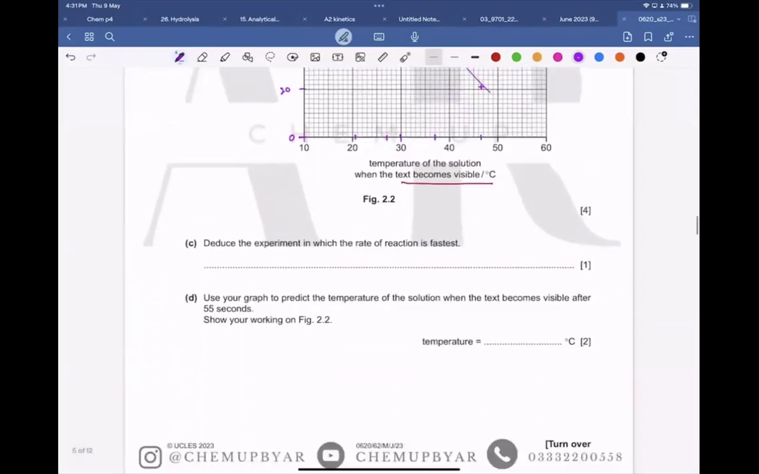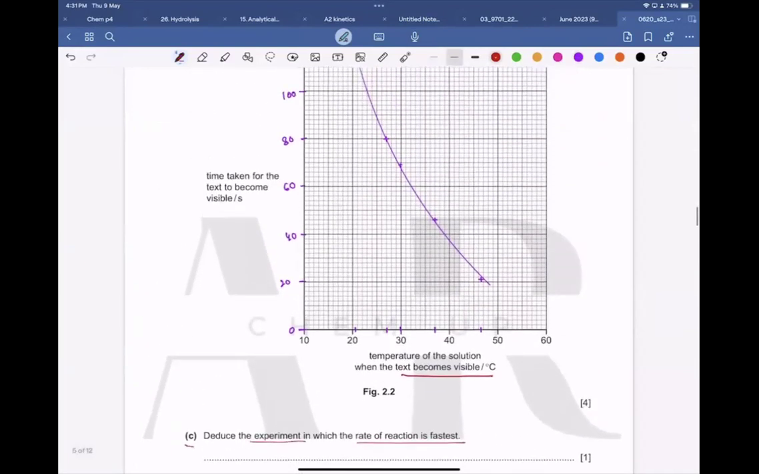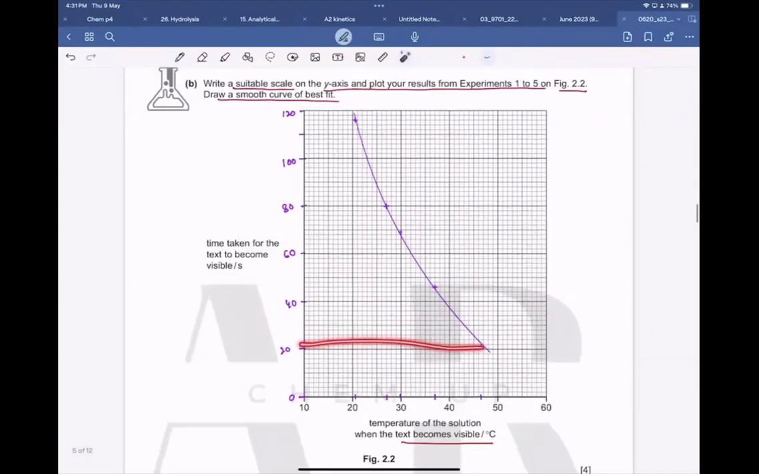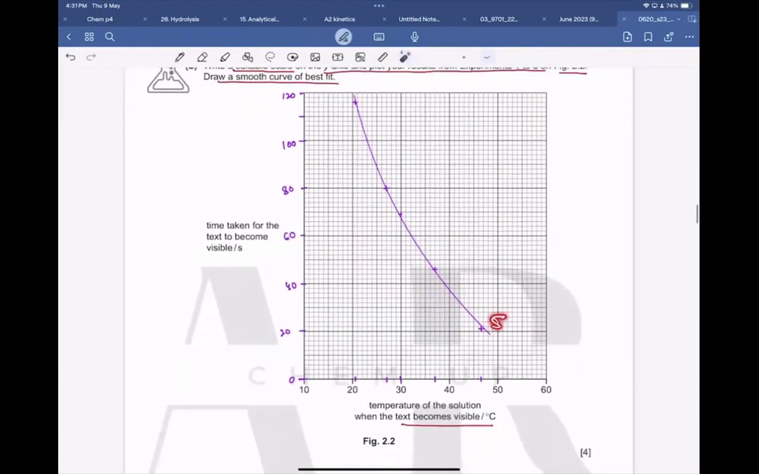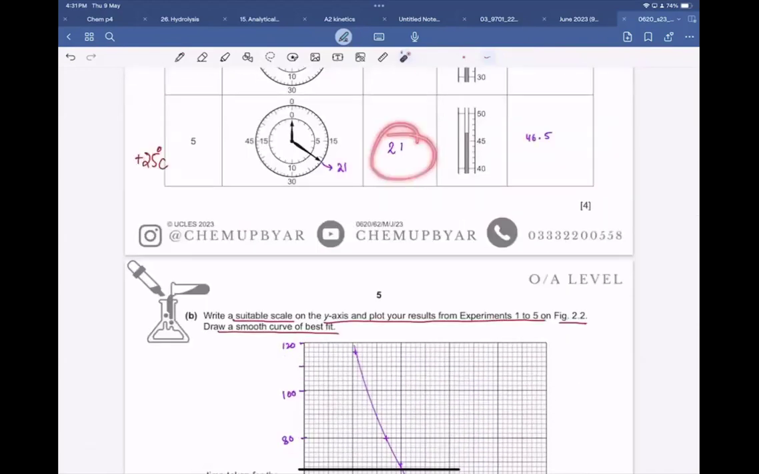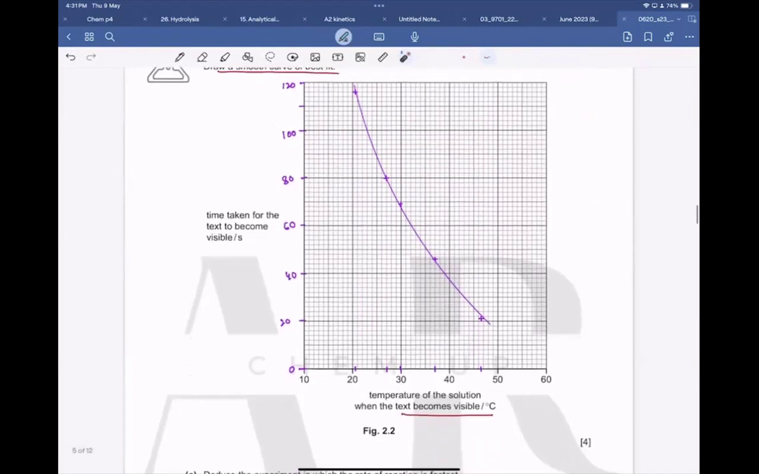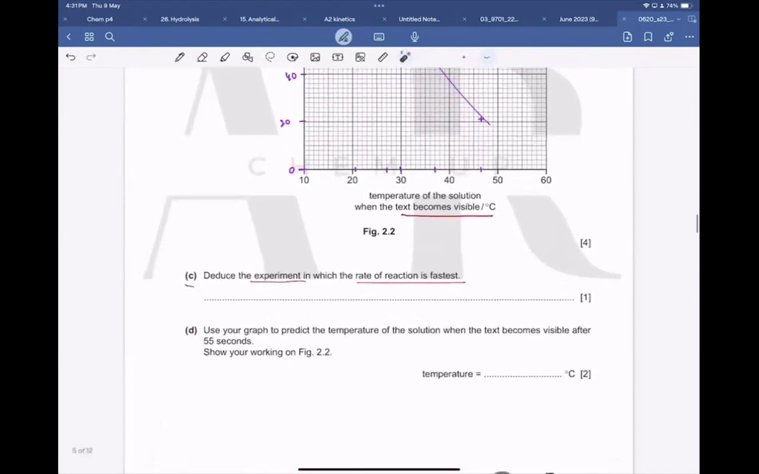Okay. Now what they are saying, deduce the experiment in which the rate of the reaction is fastest. So if you see, the rate of the reaction is fastest in the one which takes the lesser time. So this is the experiment which takes the least time, and it's experiment number 5, right? So experiment number 5 is completed in 21 seconds. Yes, all the points must be on the line, but there is a little variation in it. So I'm going to write experiment number 5.